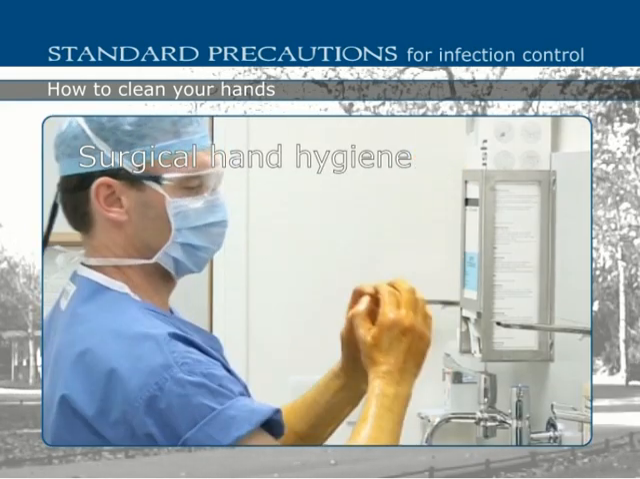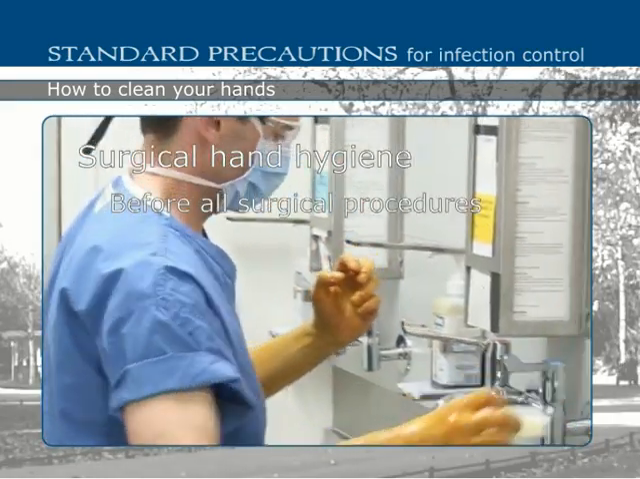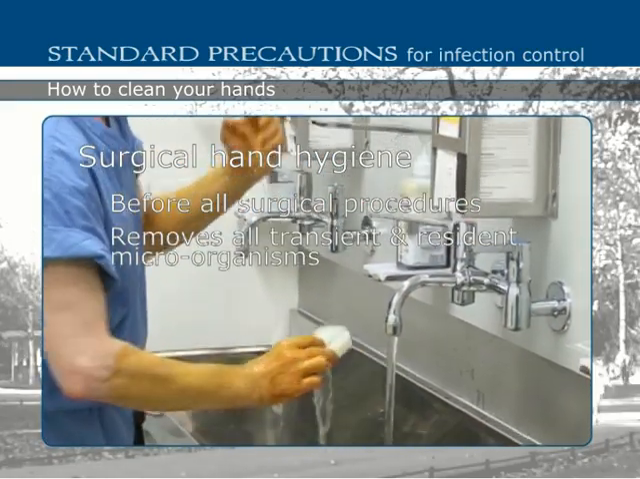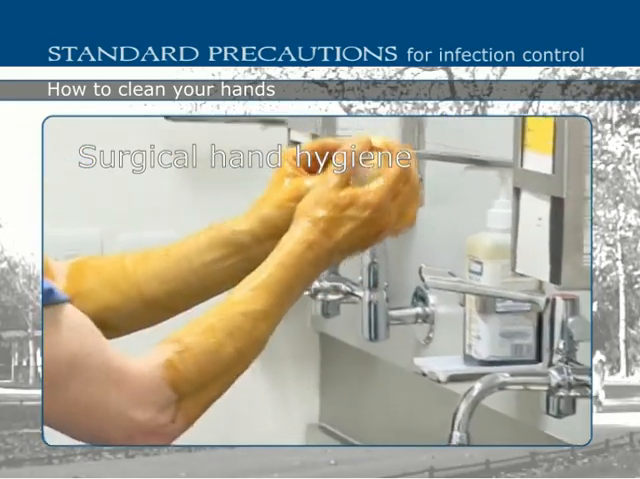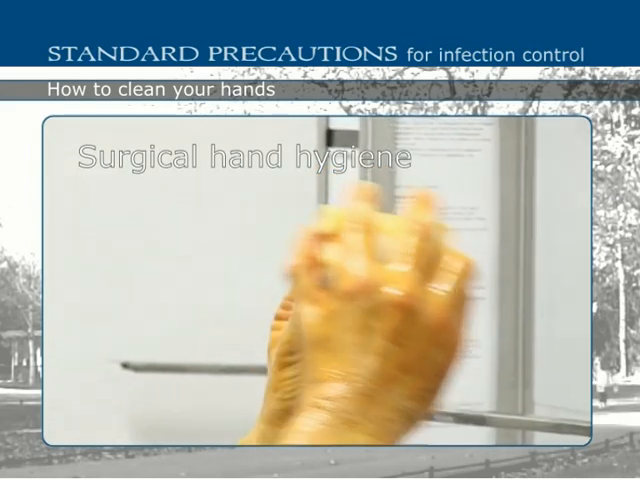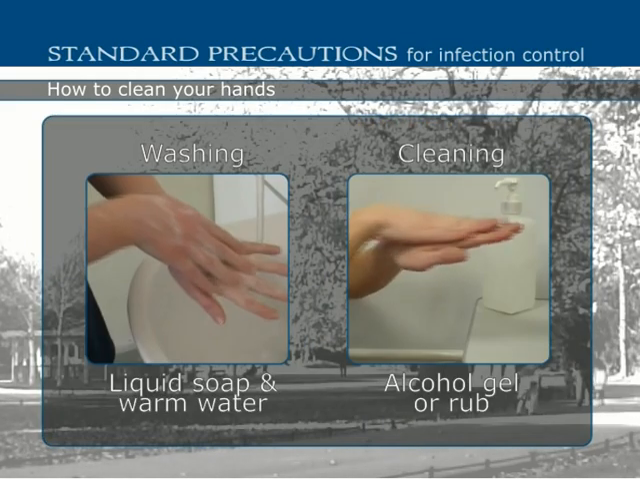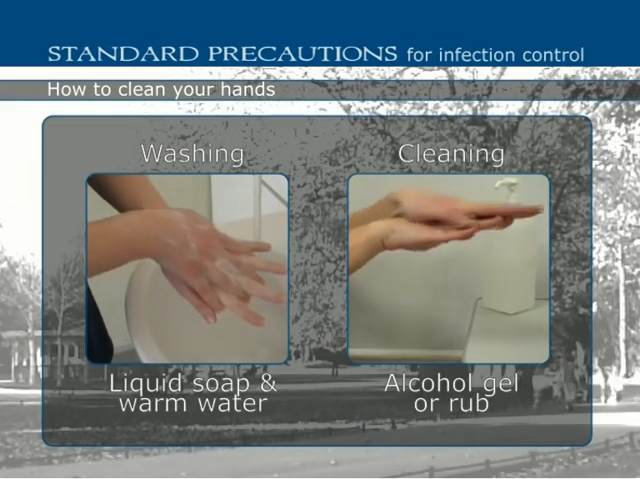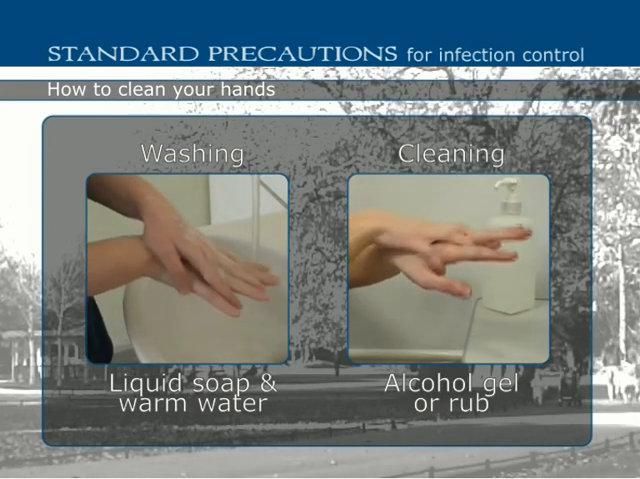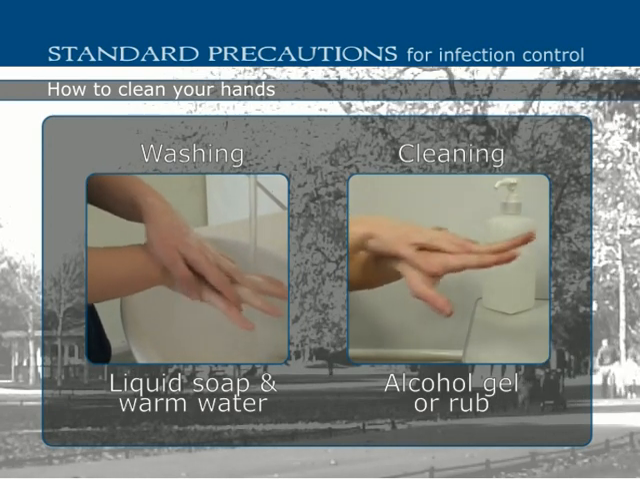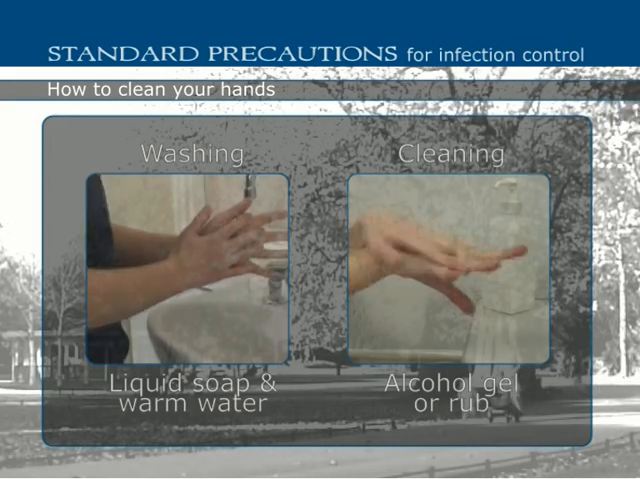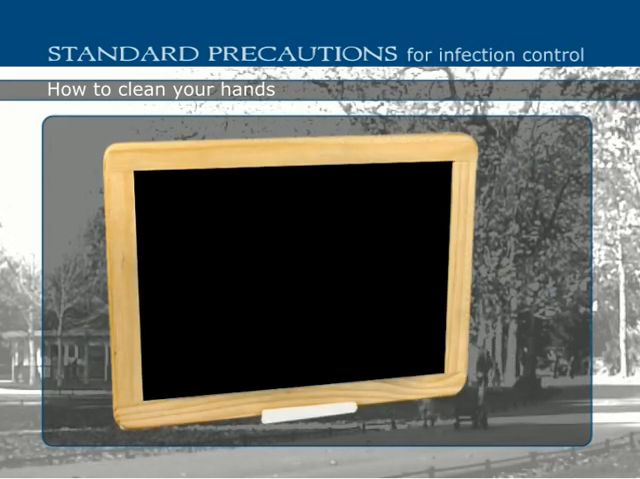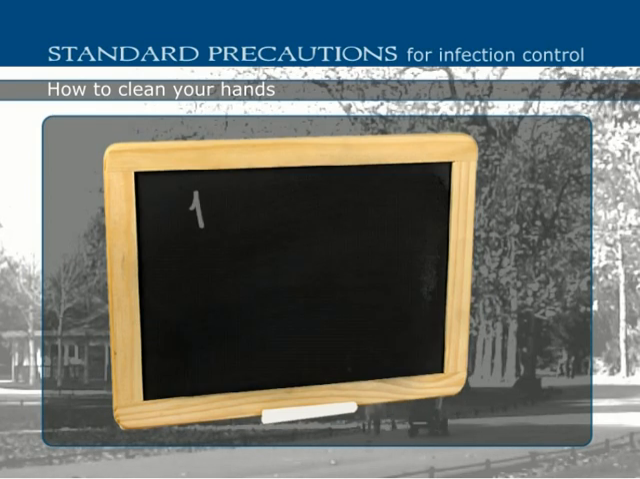Surgical hand hygiene is used before all surgical procedures and removes all transient and resident microorganisms. This level of hand hygiene is rarely required within community settings. This DVD focuses on two aspects of hand hygiene: washing your hands with a liquid soap and warm water, and cleaning your hands using an alcohol gel or hand rub. When performing hand hygiene, it is useful to think of this formula. 1.